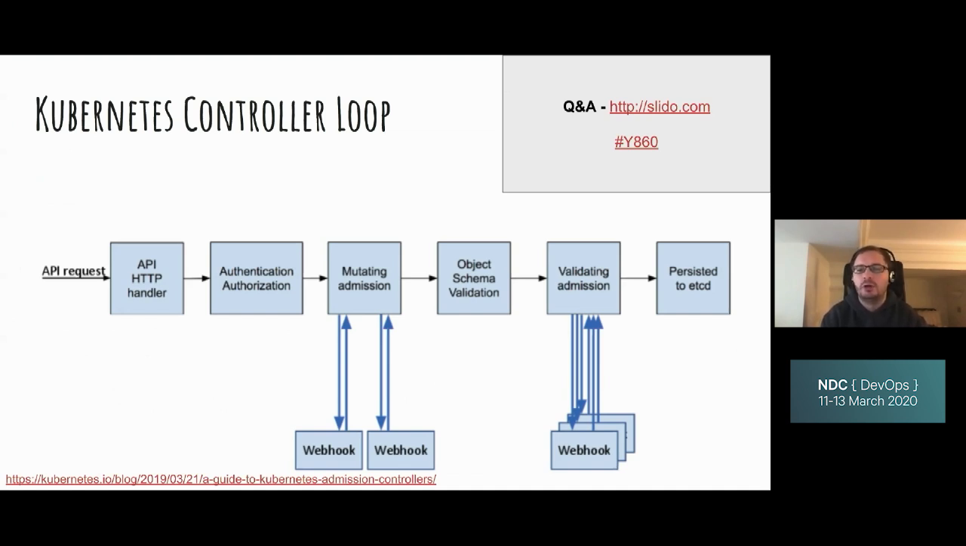Like, we want to make sure that we're not deploying untrusted containers or containers which have security weaknesses. And to do that, you can have this validating admission webhook. But this can also be manipulated.